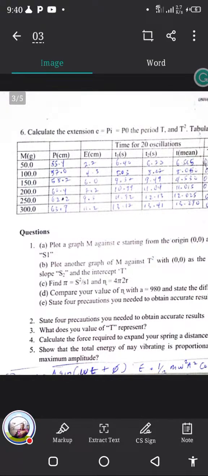So the first part is where you have your masses, the load that was given to you. All right, standard weights that were given to you from 50 grams up to 300 grams. Now P is the length or the extension you have when you put your mass of 50, and you can see the value there. For 50 grams they have 55.1, for 100 they have 57.0, for 150 they have 58.